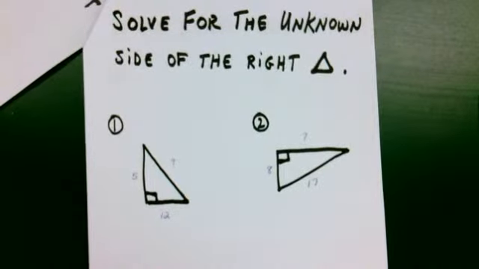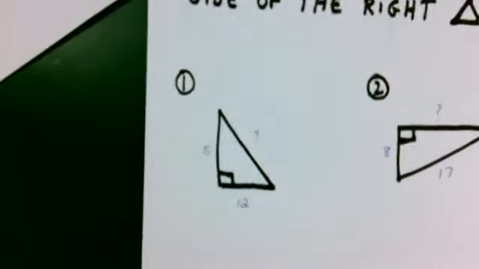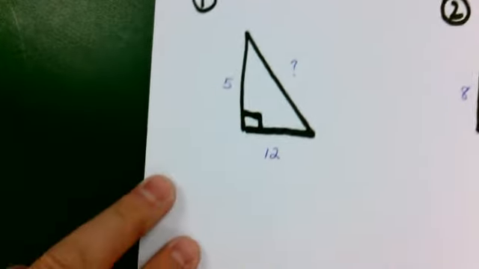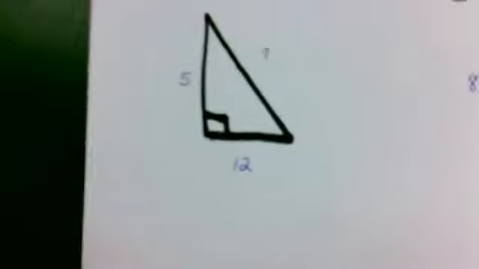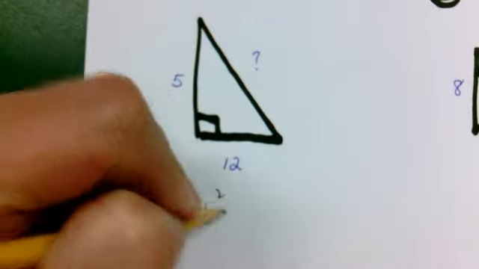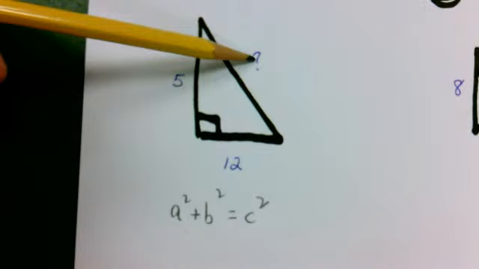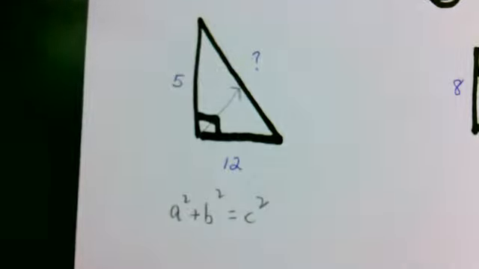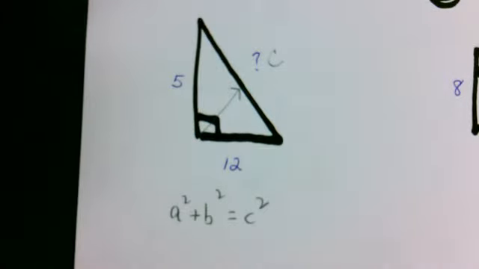Okay, so if you're going to solve for an unknown side, let's focus in a little bit more on the first example. So example number 1, we're first going to write down the theorem, or the equation. A squared plus b squared equals c squared. And if I'm going to try and solve for this unknown side, I have to acknowledge that this is the side that's across from the 90-degree angle, and the side across from the 90-degree angle is always going to be side C.